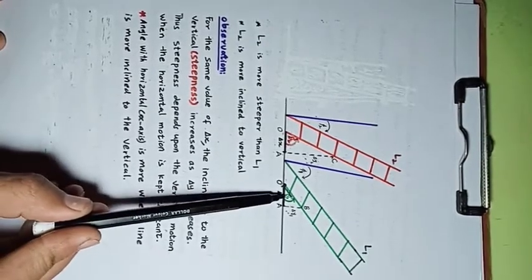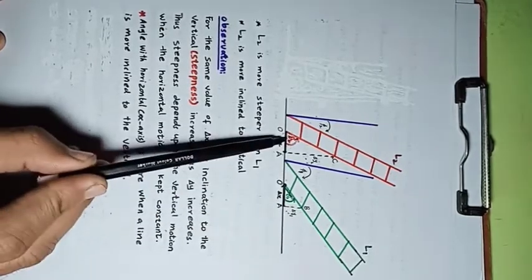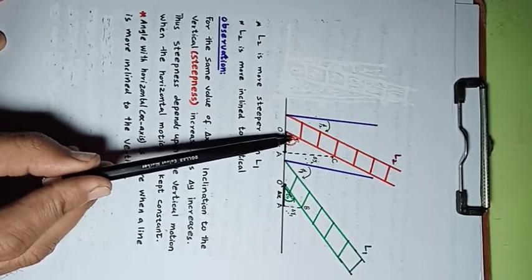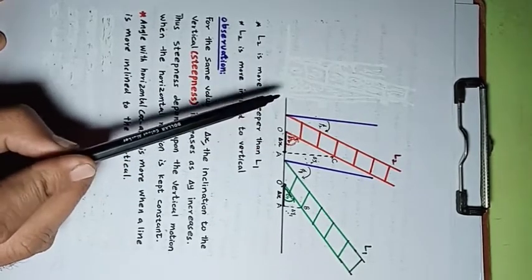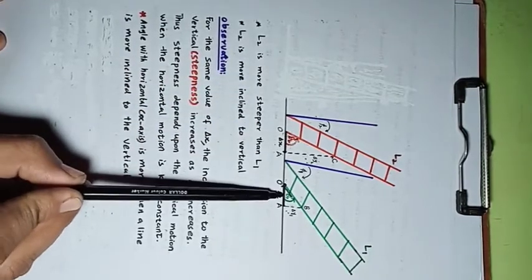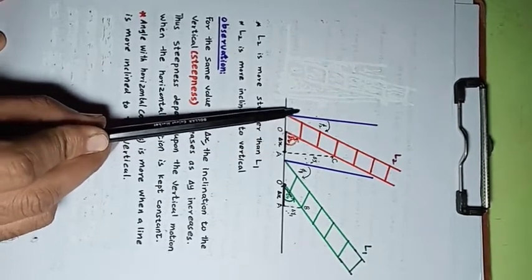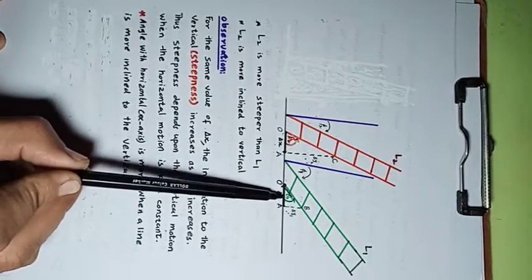Now we come to this point from another perspective, that is the angle inclined by the ladder with the horizontal. Dear students, we observe that here is the angle theta 1 subtended by ladder L1 with the horizontal and here is theta 2, the angle subtended by the ladder L2 with the horizontal. We see from the figure that theta 2 is more than theta 1 and theta 2 is the angle of the ladder which is more inclined to the vertical. Theta 1 is the angle of the ladder which is less inclined to the vertical.